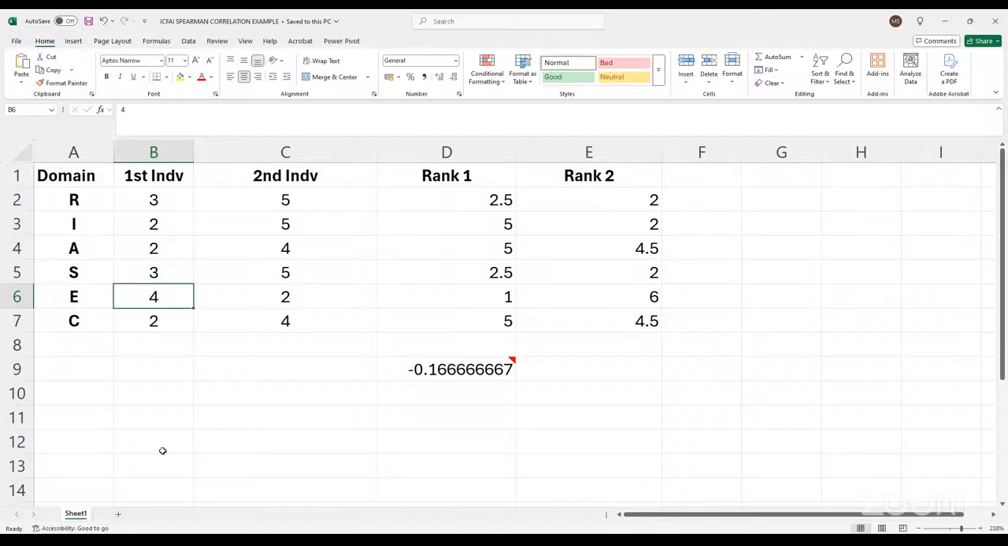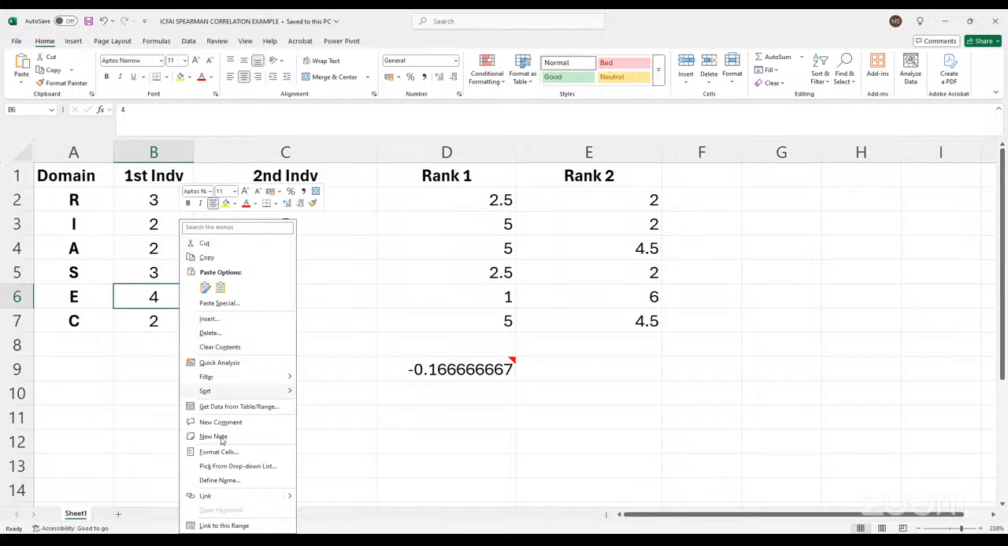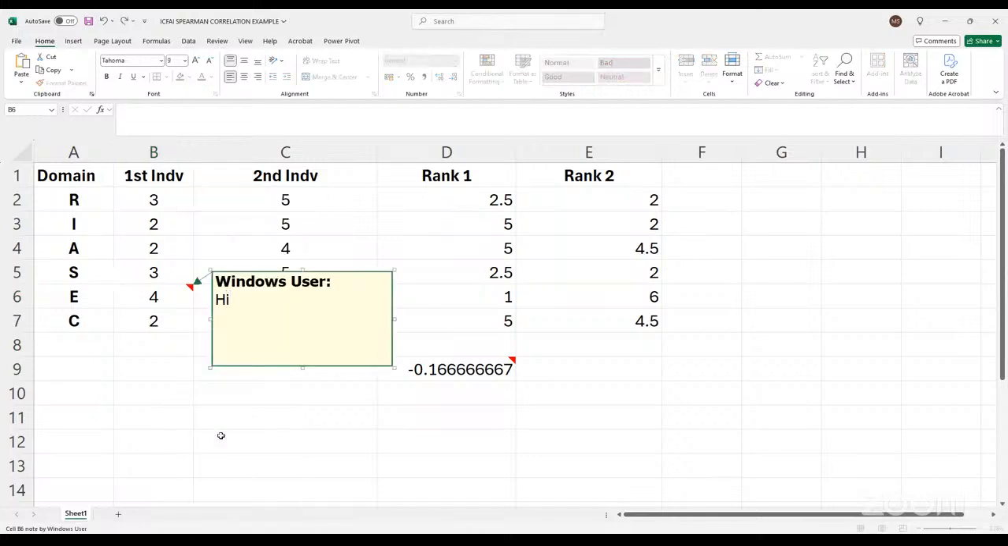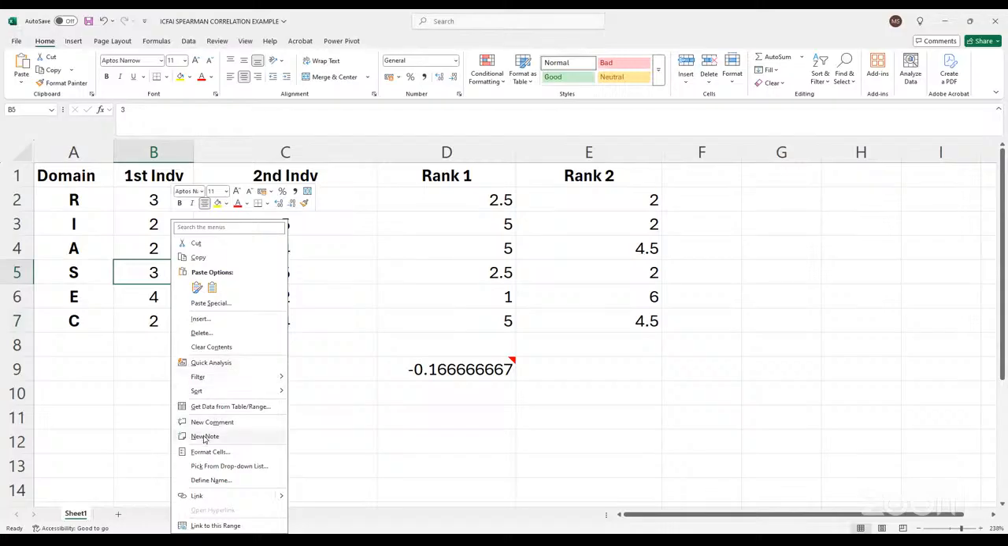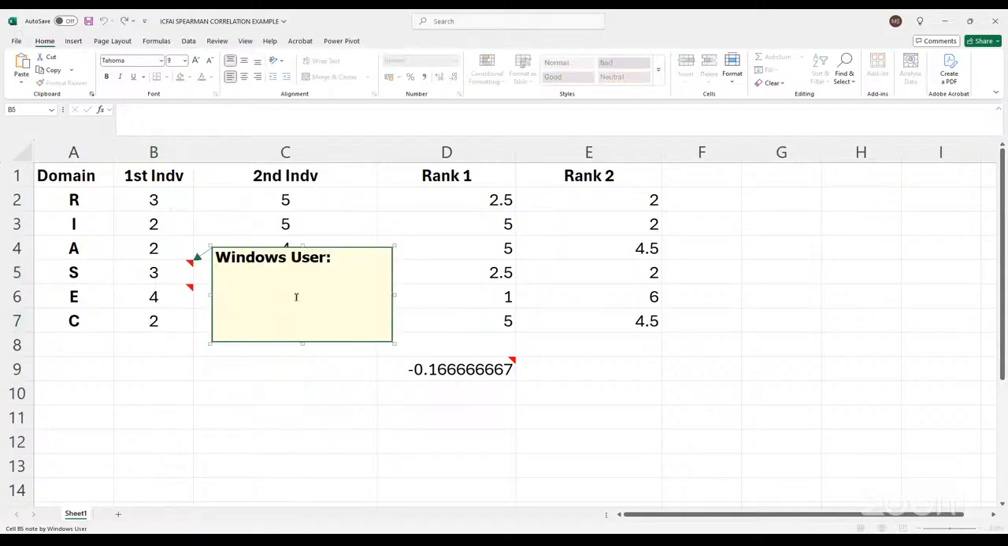This is the first rank. Highest score, 4. Therefore, it is 1. And next 4 is the 3. Another 3. So first, second, plus third. So second plus third means 5. 5 divided by 2. Then it will be 2.5. Now it is clear?